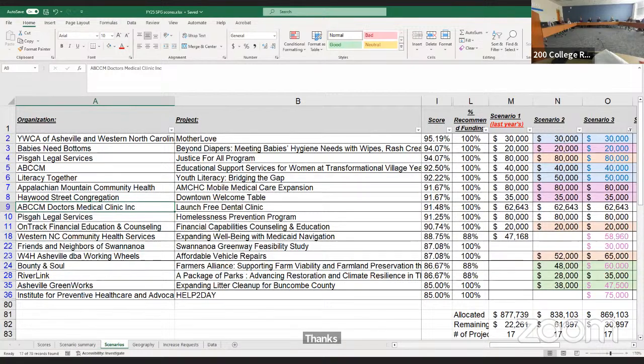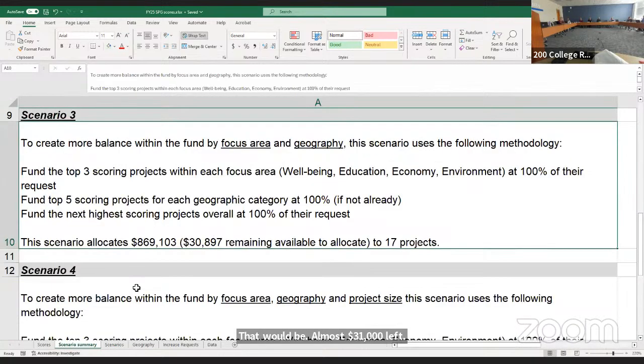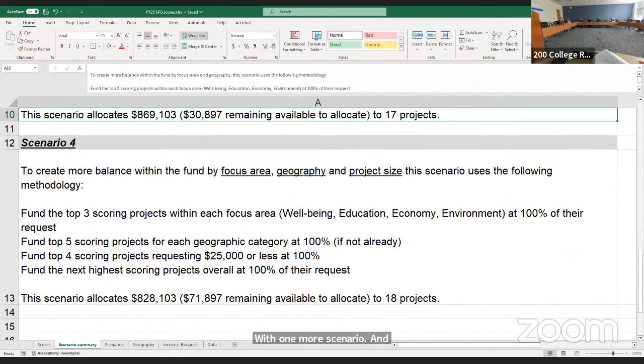So again, we're looking at 17 projects funded in this scenario. There's a pattern here. And again, we would have a little bit of money left over to play around with. That would be almost $31,000 left. We have one more scenario, and that is scenario 4.